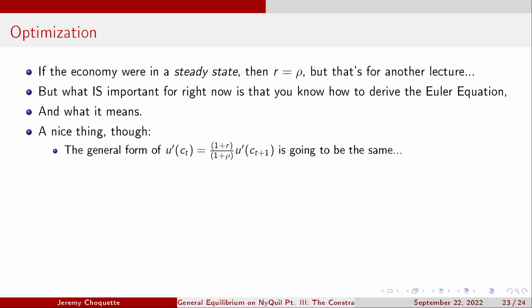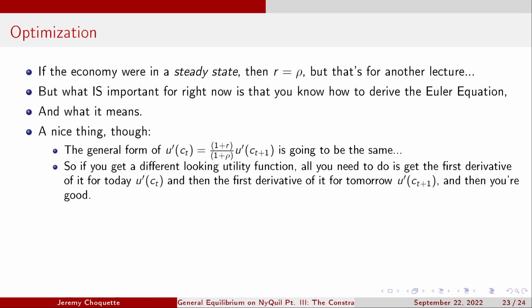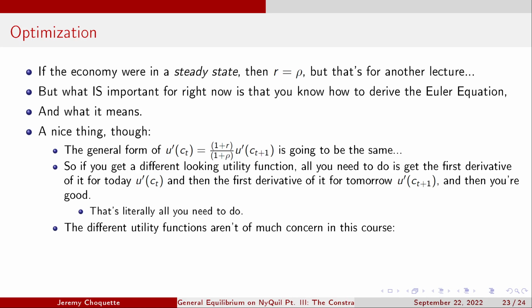and what it means. Now, a nice thing is that general form, u prime of CT equals 1 plus the interest rate over 1 plus rho times u prime of CT plus 1, is always going to be the same. So if you get a different looking utility function, well, all you need to do is get the first derivative of it for today and the first derivative of it for tomorrow, and then you're good. It's literally all that you need to do.